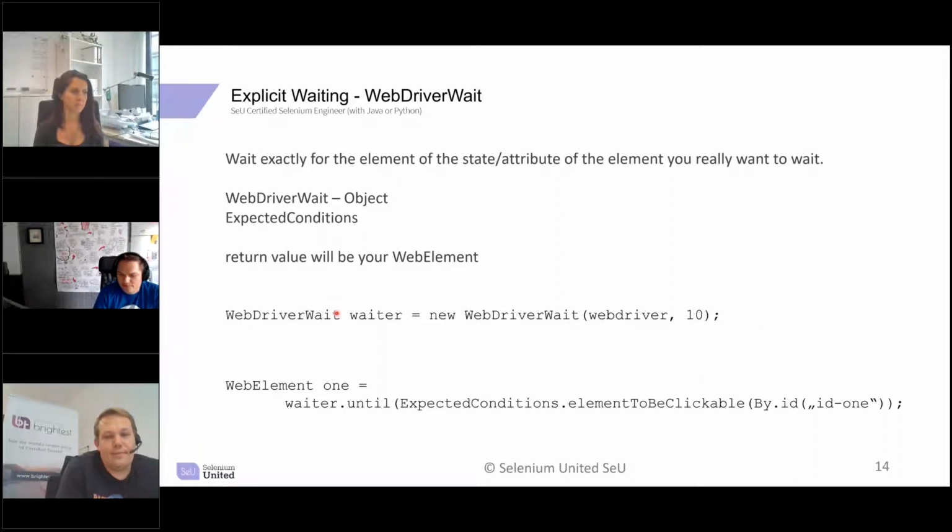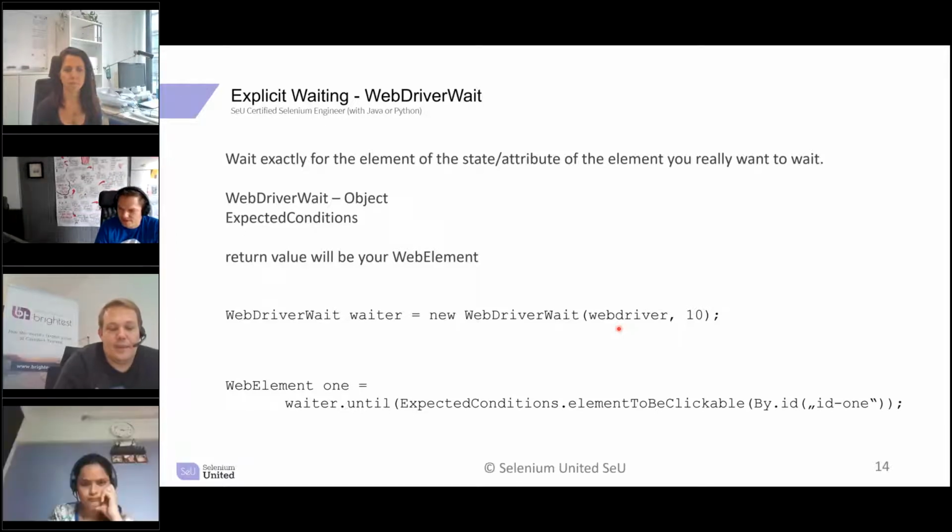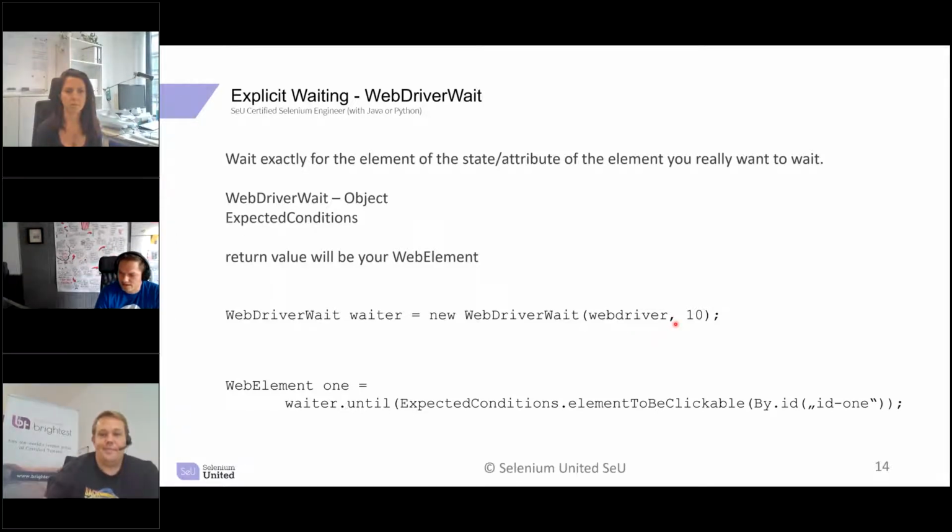So if you have your WebDriver wait object, the constructor for that just takes as the first parameter your WebDriver object, and the second is the timeout in seconds. So for this example it means that we wait a maximum of 10 seconds. So our web element 1, the code would look like this.